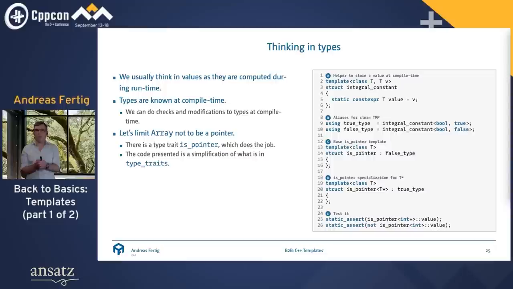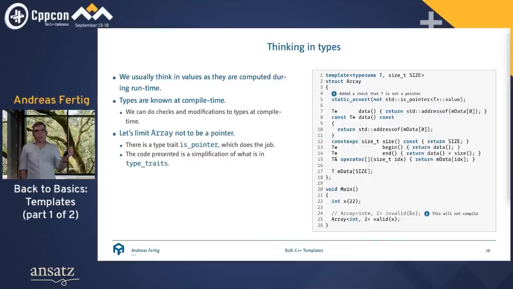And if you now used it in the code below with isPointer angled brackets int star, colon colon value, this yields true because the specialization for pointer is chosen, and that yields the internal value of my integral constant of true. And it's the other way around. If we are calling it with not a pointer as a type, then that yields false. So these are the two static asserts below. And now I see we are running out of time slightly.